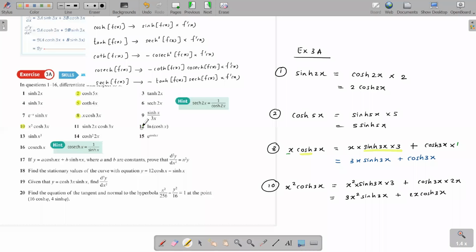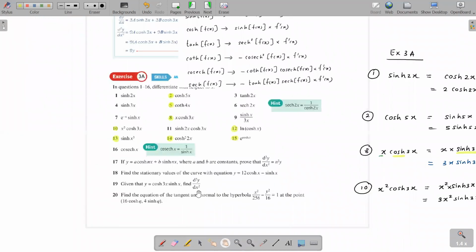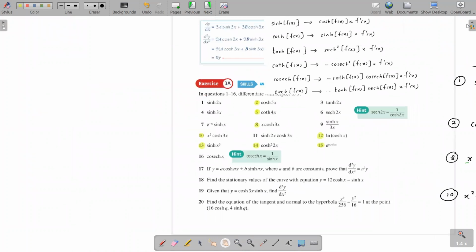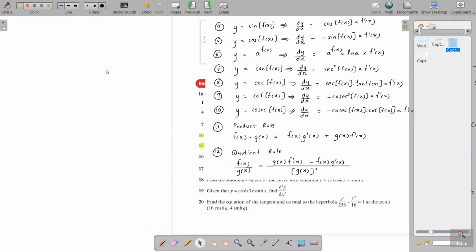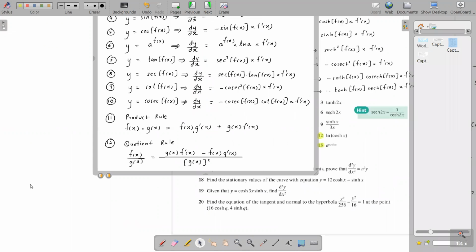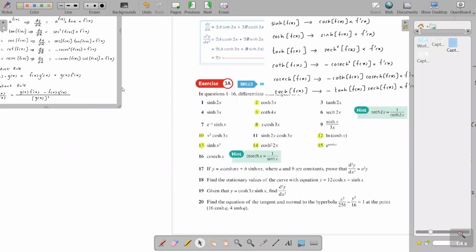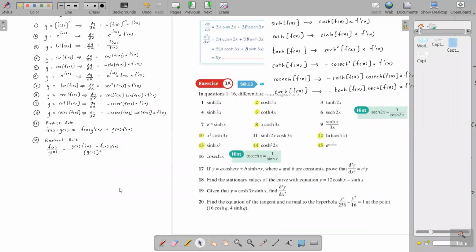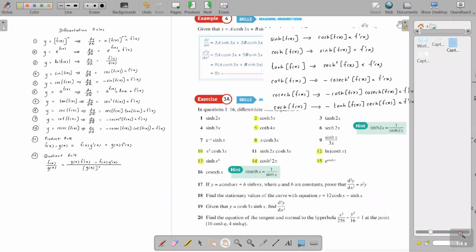Then let's try another one. Let's try these questions: question 12, question 13, question 14, question 15. So let me try question number 12. It's ln cos x. So to do ln cos x, of course, you need to remember the previous rules, right? The ln rules that you learned in the P3 book, you need to remember them also. So I've taken those rules also.